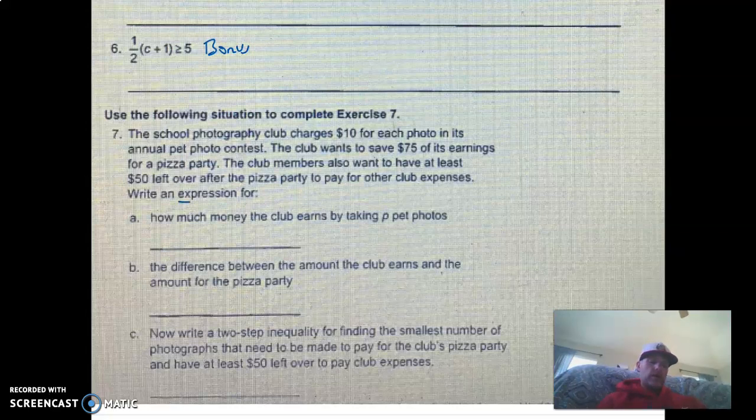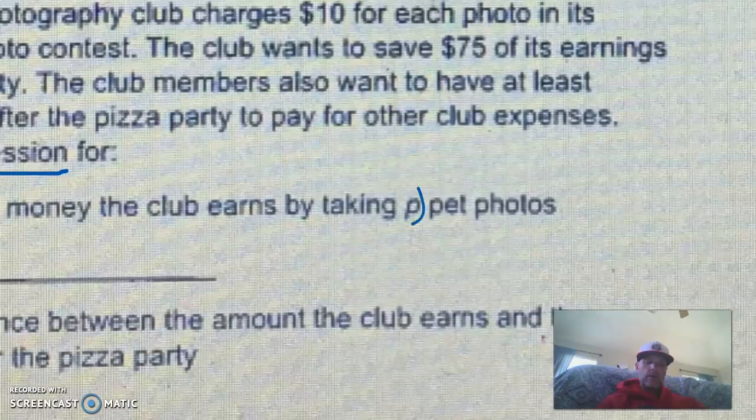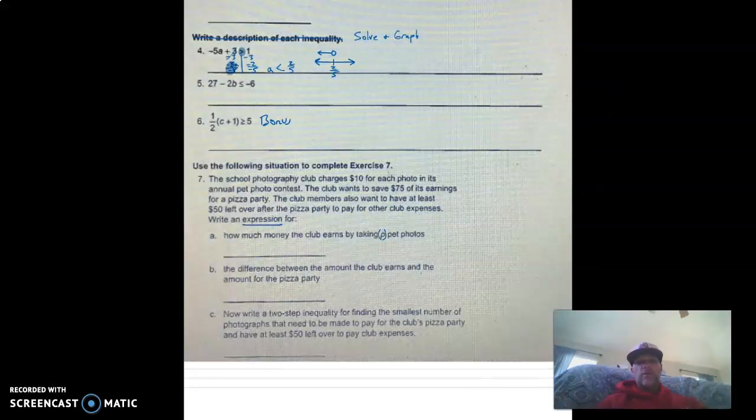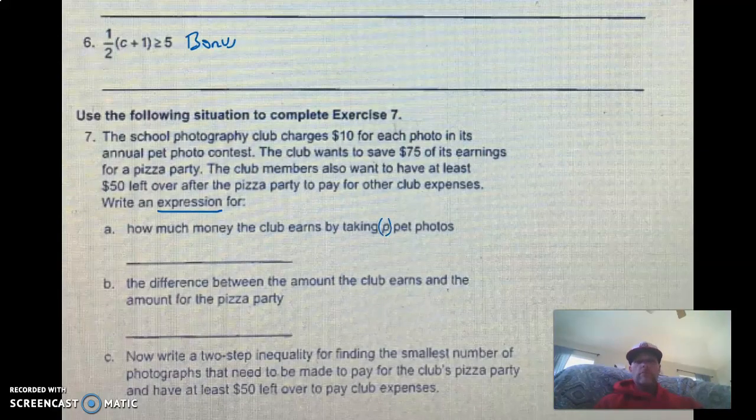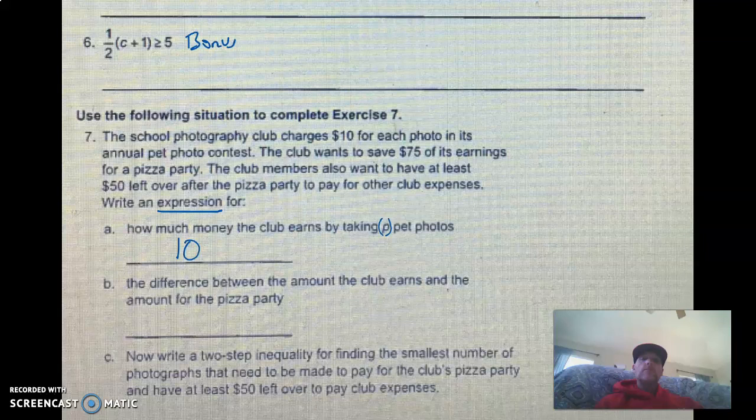We talked about this in class the other day, but I have not online. I may have earlier this year. Write an expression for how much money the club earns by taking P, that's our variable, pet photos. So first let's think, how much is a pet photo? $10. $10 for a pet photo. It must be a good photo. And so we need to write an expression for how much they earn by taking pet photos.